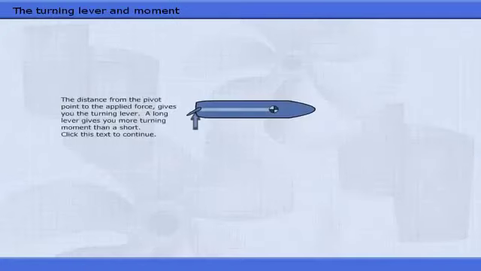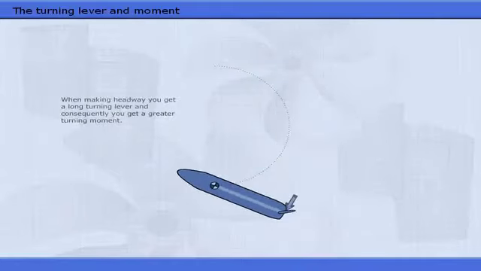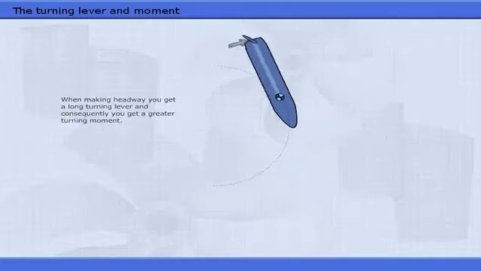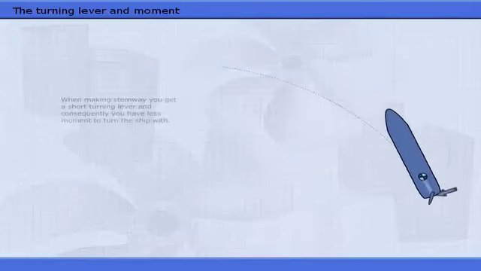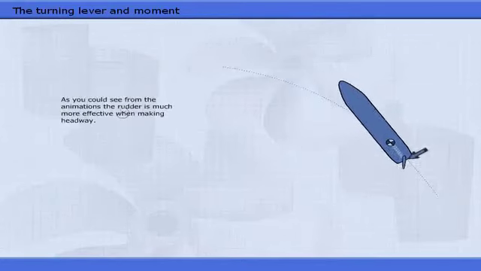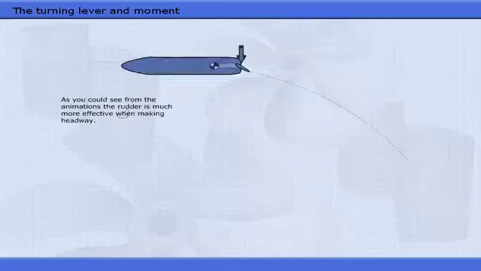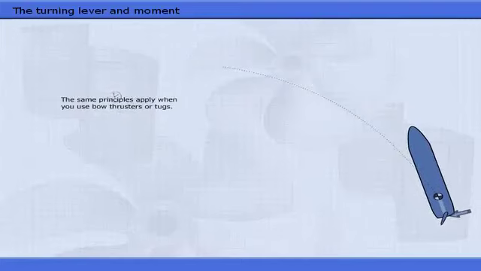The distance from the pivot point to the applied force gives you the turning lever. A long lever gives you more turning moment than a short. Click this text to continue. When making headway, you get a long turning lever, and consequently, you get a greater turning moment. When making sternway, you get a short turning lever, and consequently, you have less moment to turn the ship with. As you could see from the animations, the rudder is much more effective when making headway. The same principles apply when you use bow thrusters or tugs.